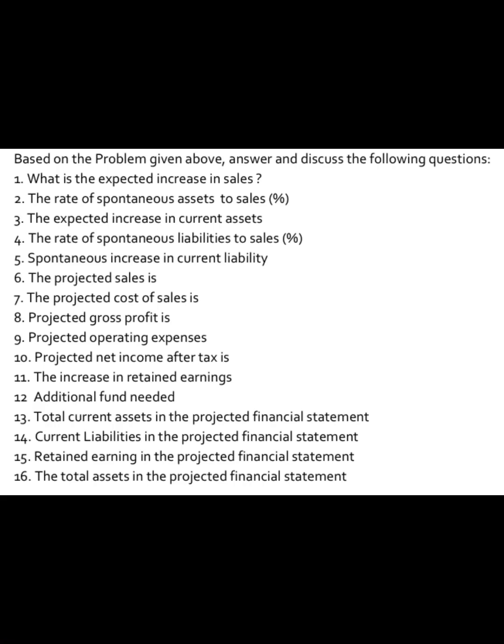First, we need to add 100% to the expected increase in sales next year, which is 15%, so we have 1.15. Then multiply the current assets, which is 5,100,000, by 1.15. So the answer is 5,865,000. Number 7 is, what is the projected cost of sales? It's the same procedure as number 6, just multiply by 1.15, and the answer is 5,865,000.